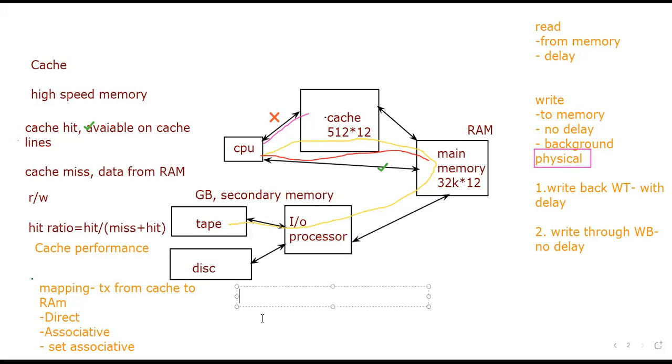Then next is, what are the addressing modes? This can be asked for 3 to 4 marks. Cache addressing mode. There are two types of cache addressing mode: one is physical, and another is virtual addressing mode. So what is the physical addressing mode and what is the virtual addressing mode? For that we have to draw a figure.